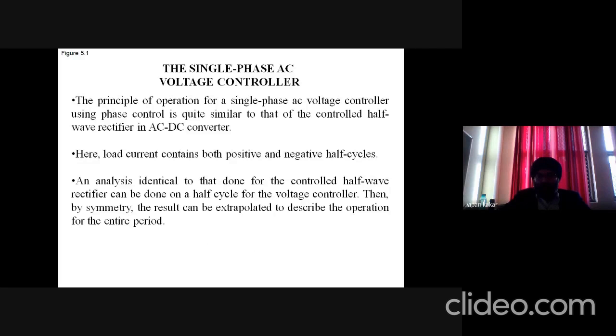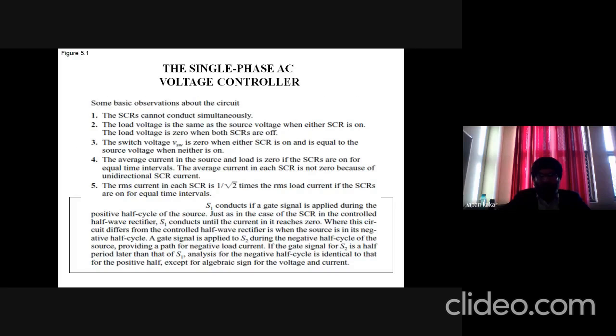So we can still say that this is identical to the controlled half-wave rectifier, but using symmetry, the results can be extrapolated to describe the operation for the entire period. We'll see that. So based on that, we have some basic observations.